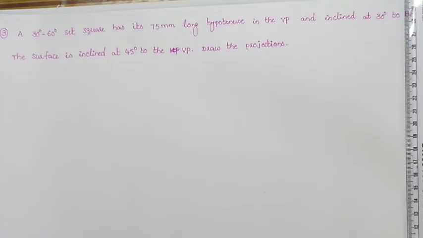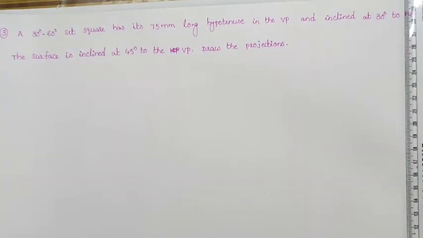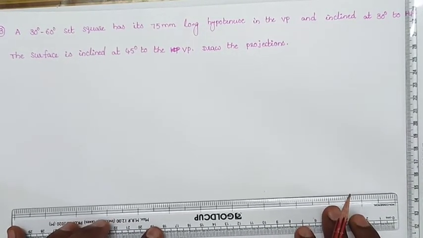plane surface: a 30 degrees and 60 degrees set square, and the length of the long hypotenuse is 75 mm, in the VP. They are giving that the hypotenuse inclination is 30 degrees to the HP, and the surface inclination is 45 degrees to the VP. So here also, this is an example of a plane surface inclined to the VP.